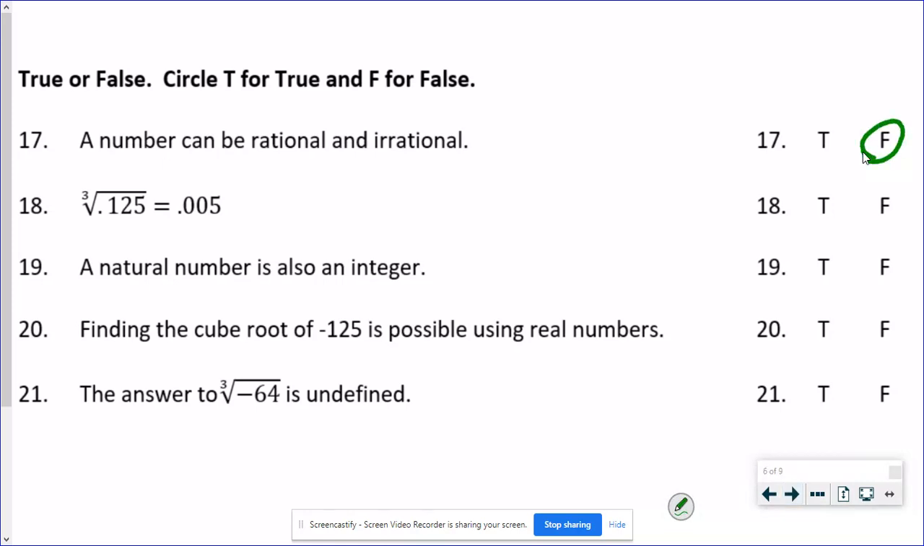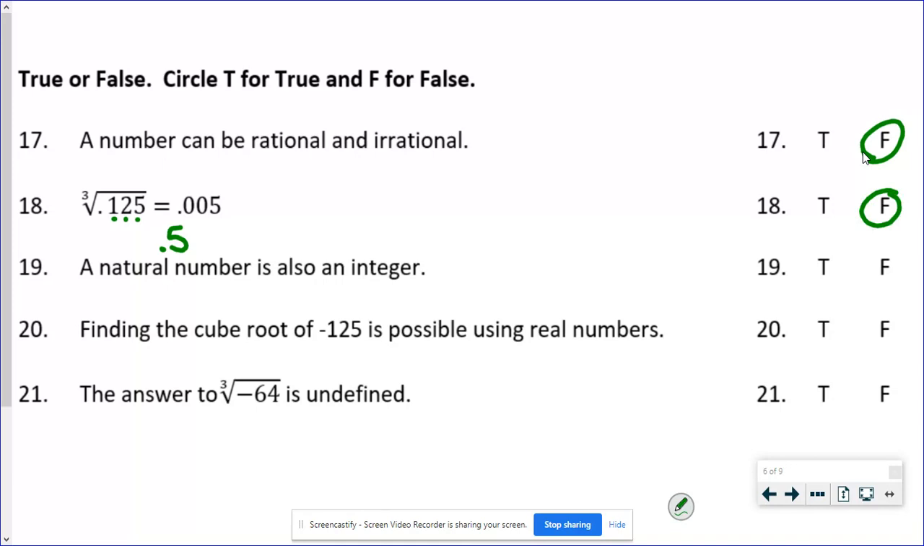Number 18, the cube root of 0.125. At the beginning, when we started doing cube roots, I could totally see that some people would say, yeah, that looks right. However, when we take a cube root, I have 3 numbers after the decimal. That means I will have 1 number after the decimal because I divide the number of decimal places by 3. So this will be 0.5. So this one is also false.